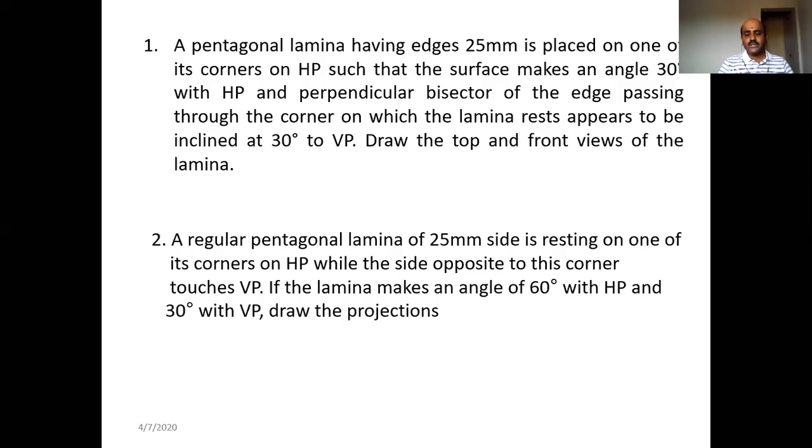Okay. So I will just read out the problem once again. If you have any doubts or any clarification, you can ask. A pentagonal lamina having edges 25 millimeter is placed on one of its corners on HP, such that the surface makes an angle of 30 degrees with HP and the perpendicular bisector of the edge passing through the corner on which the lamina rests appears to be inclined at 30 degrees to VP. Draw the top and front views of the lamina.